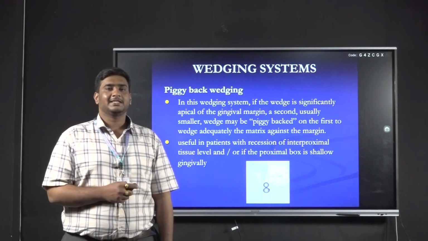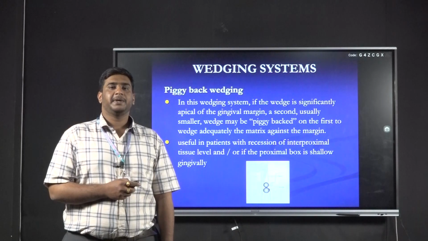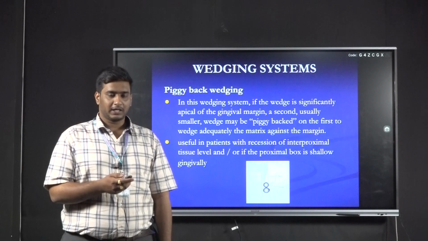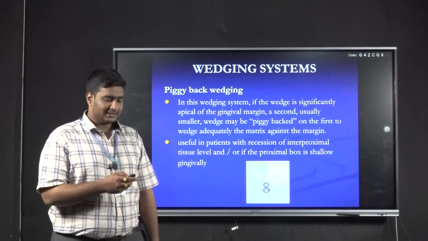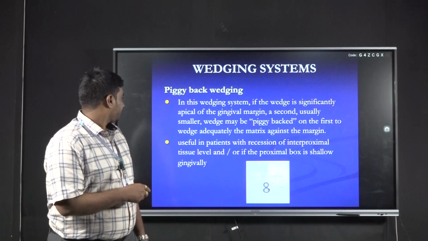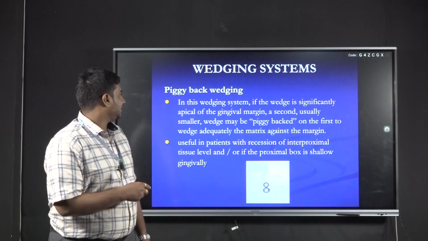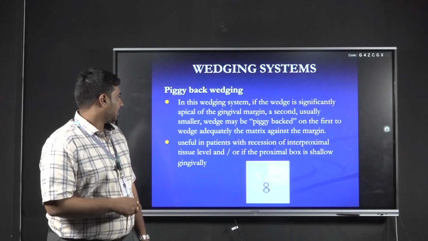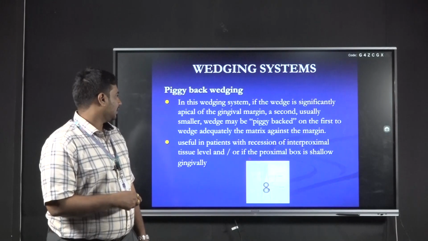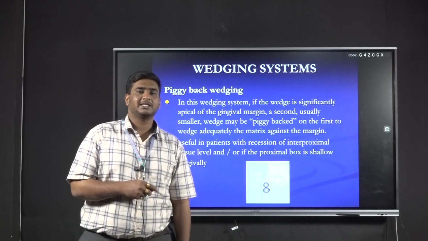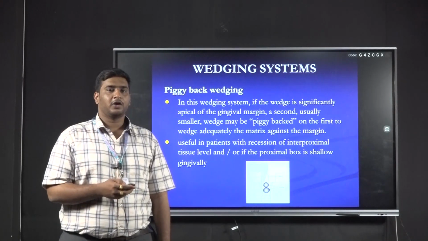Coming to the next, wedging systems. The first type is the piggyback wedging system. In this wedging system, a single wedge is placed first into the interdental region, and if there is any gingival recession or any periodontal issues, the wedge will be placed apical to the gingival margin. So a second wedge is placed above the first wedge, that is, piggybacked onto the first wedge to adequately adapt the matrix band to the tooth, especially in case of gingival recession or periodontal issues.